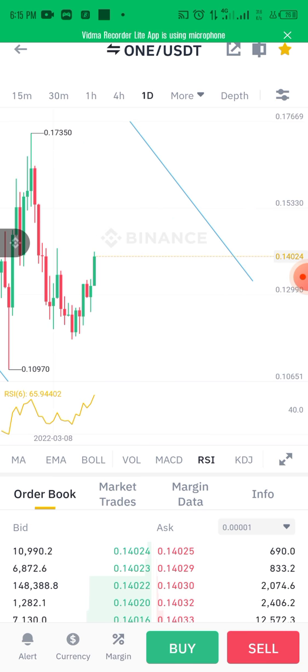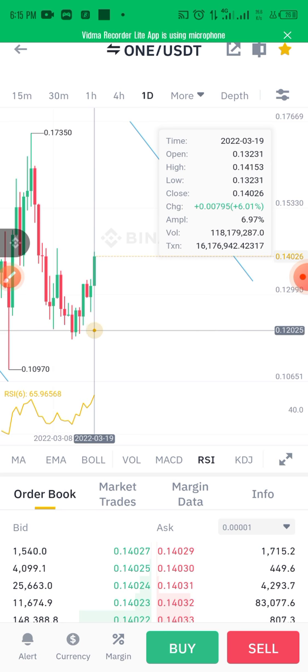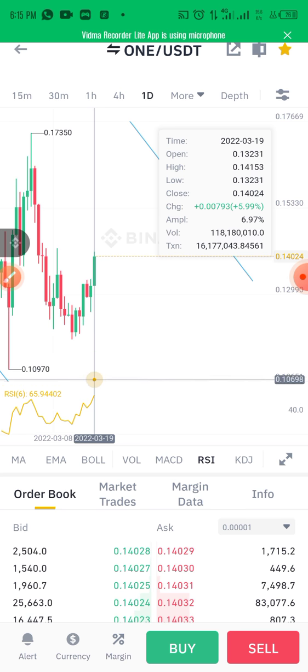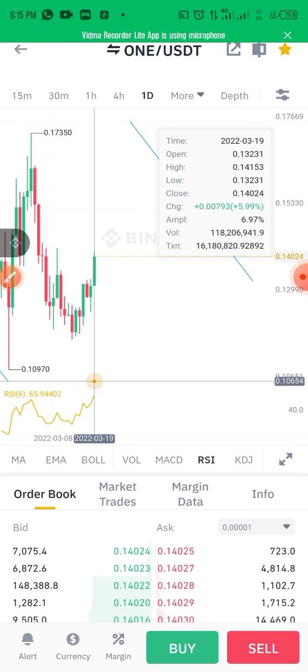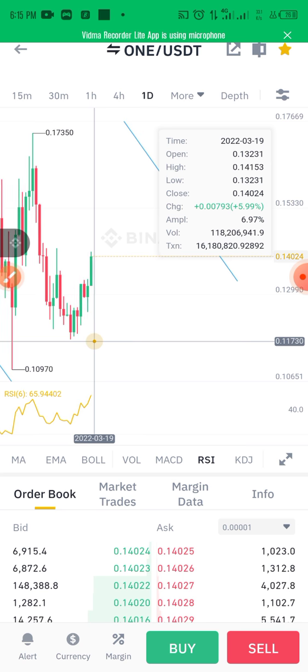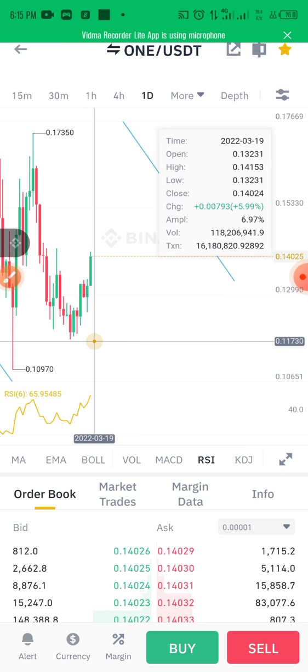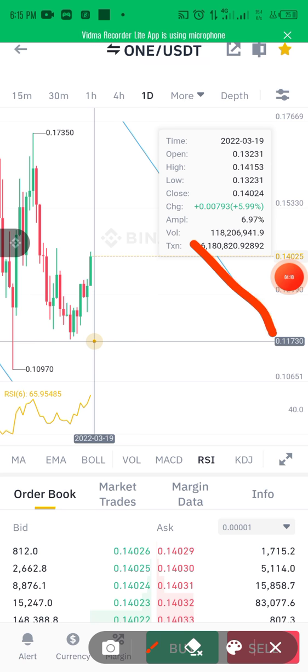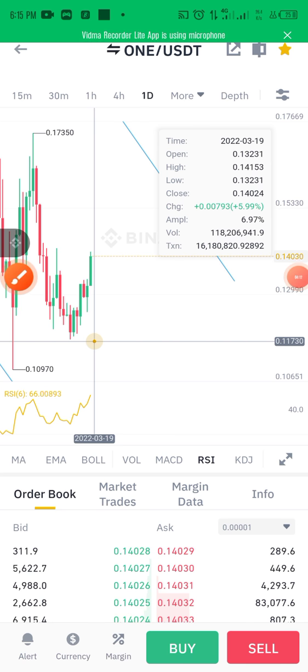So if you're using your crosshair, you'll be seeing the price. You can see it tracks, the thing starts from here. So anything you're seeing here now, you can be seeing the price at this end. So you can be seeing it.